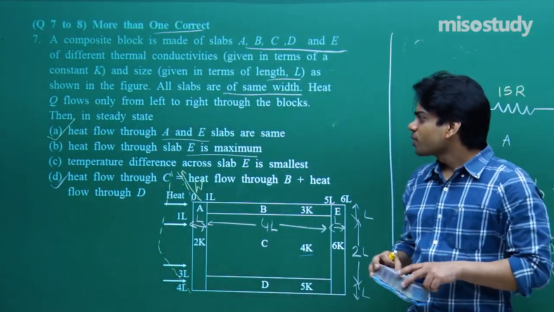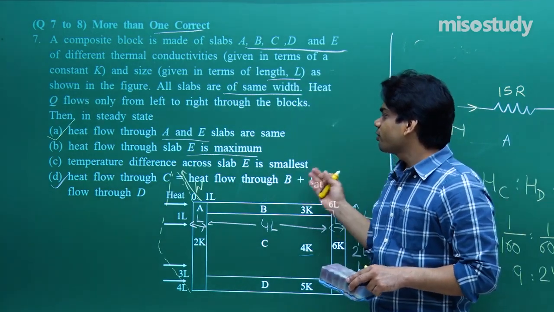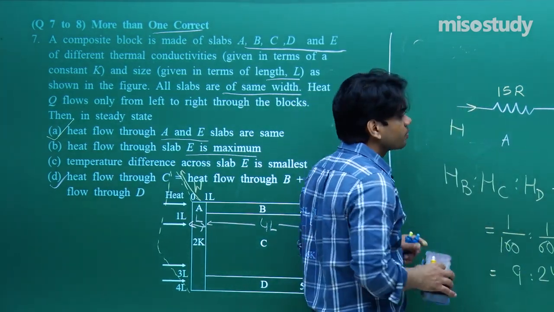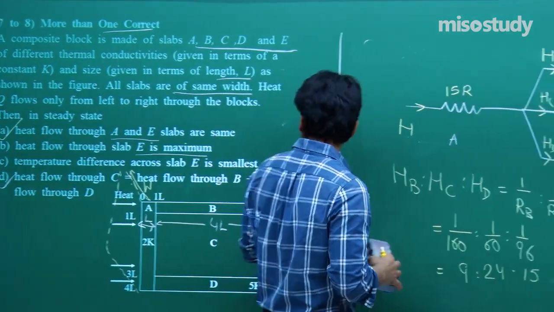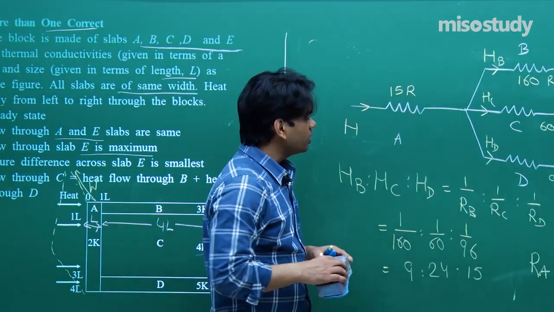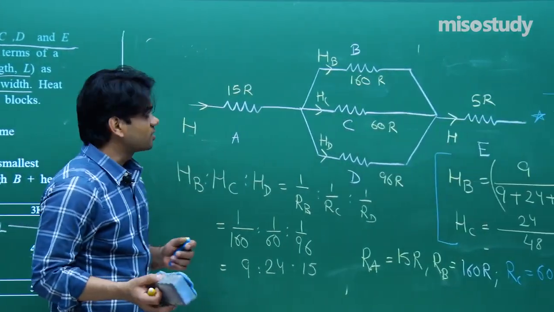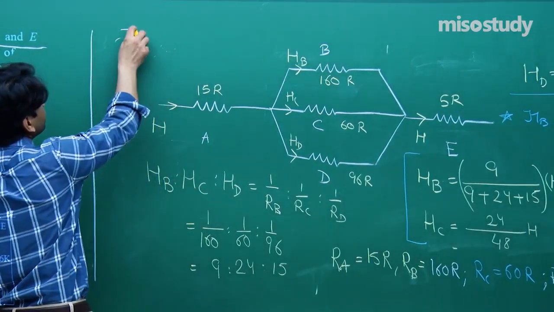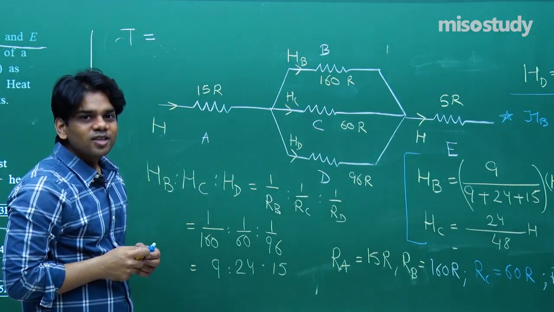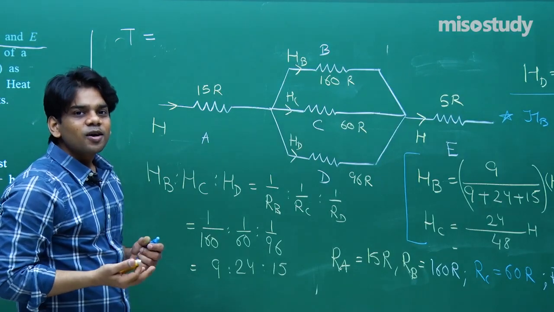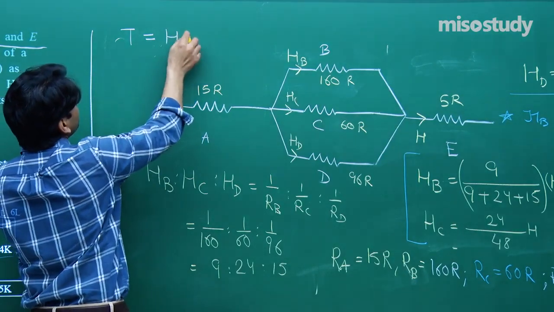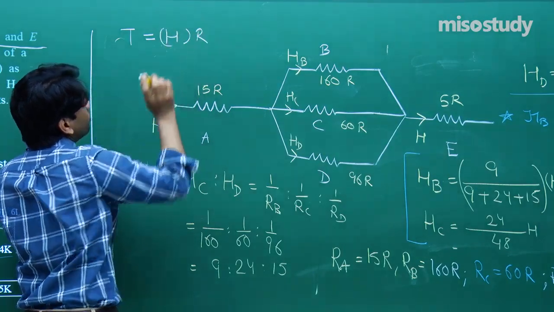Next thing you see, we need to also find out the temperature difference across each slab, whether it is smallest or what it is. We need to find out across each slab. So why not find the temperature difference across each of the given resistances. So temperature difference, we know, is equal to heat current H multiplied with resistance, that is what we can use.